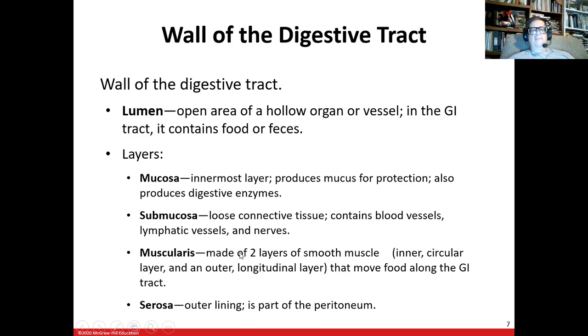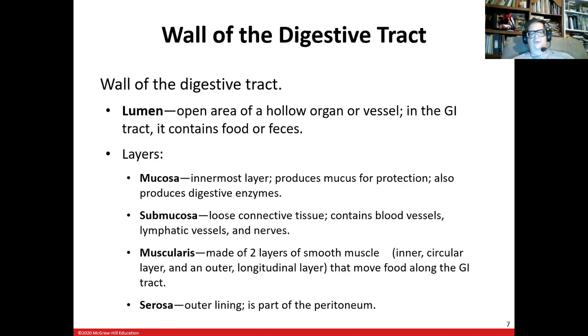The muscularis is made of two layers of smooth muscle, an inner circular layer, that's the one I was talking about that does the peristalsis, and an outer longitudinal layer that move the food along the GI tract. I'm going to give you the two exceptions again. The muscularis in the stomach has three layers, and the muscularis in the large intestine is so reduced that you only have those outer three little tendon-looking bands. You don't have the circular layer.